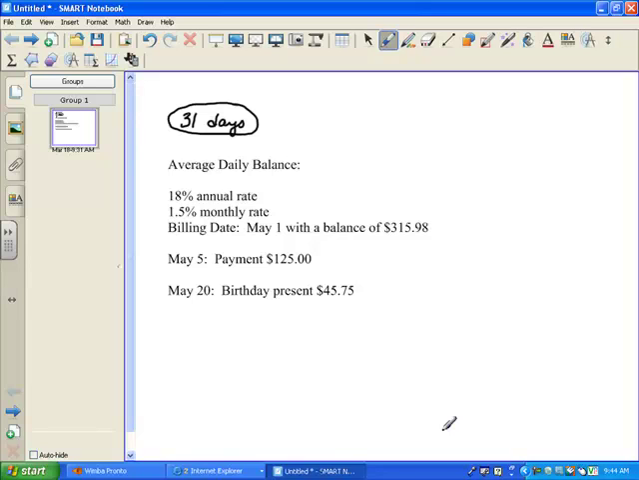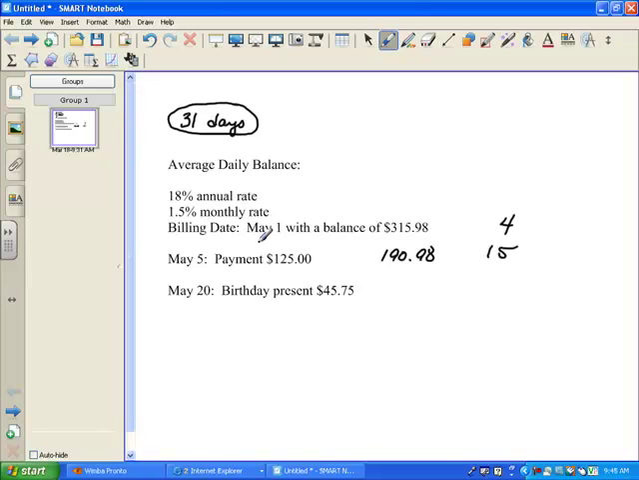So if we start out on May 1st and we have a payment on May 5th, that's 4 days when the balance changes. So it's only $315.98 for 4 days. You make a payment on May 5th of $125. That brings your balance down to $190.98. And it stays that way until the 20th. So it stays that way for 15 days.